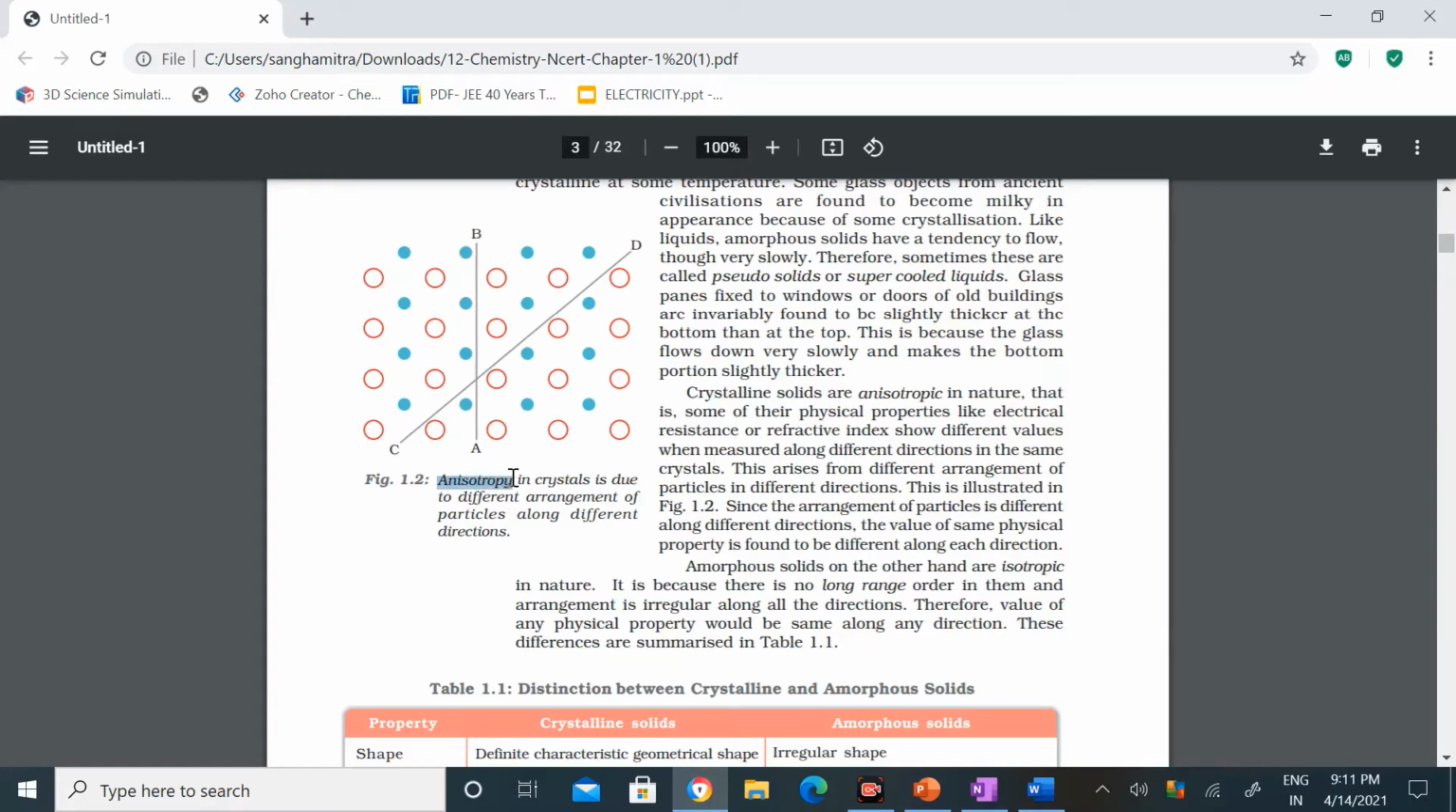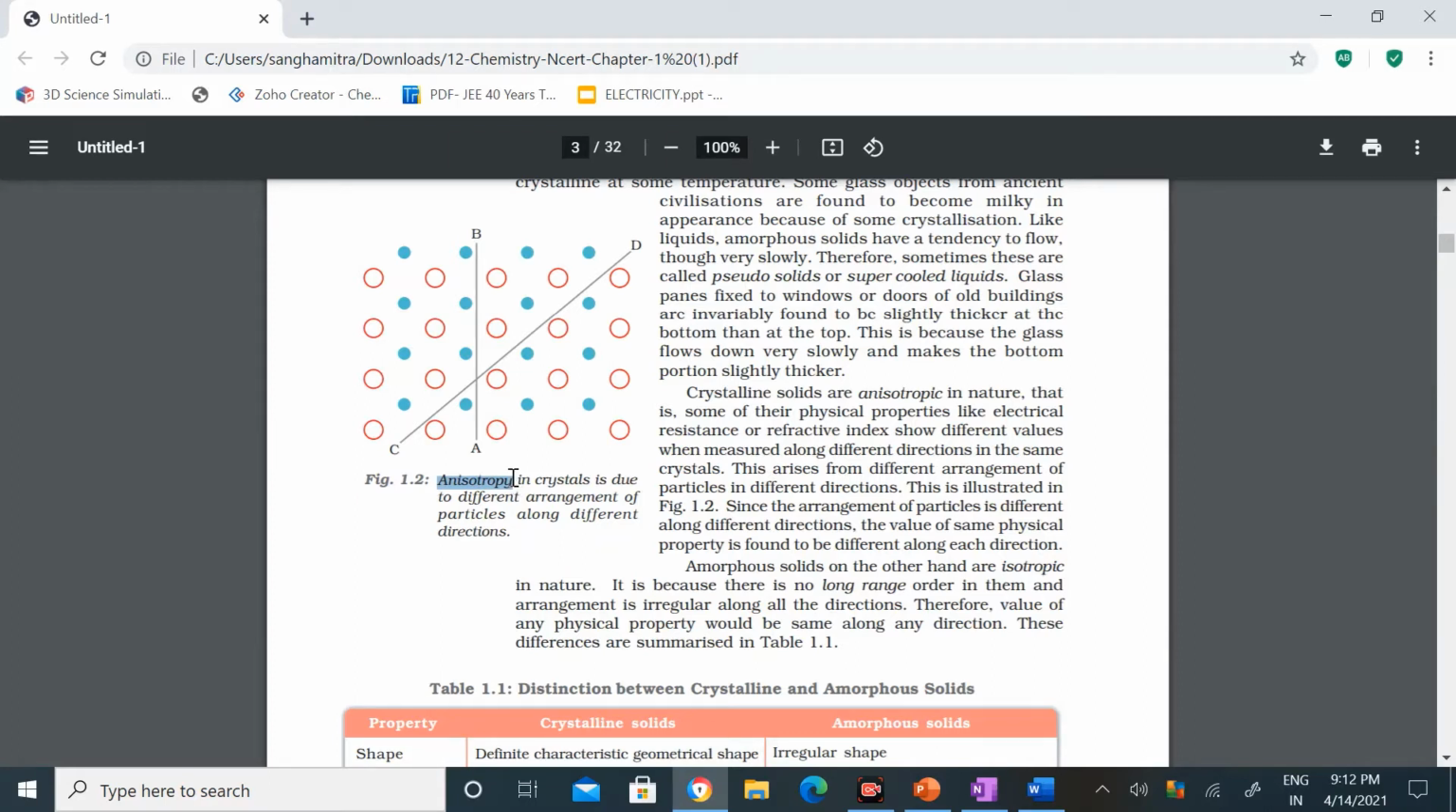I am repeating it once again. In a crystal lattice, the arrangement of atoms is fixed throughout the crystal. But if I move or navigate in a different direction within a crystal, I will get to see a different type of arrangement within the crystal. And this different type of arrangement will show different properties. This phenomenon is known as anisotropic.